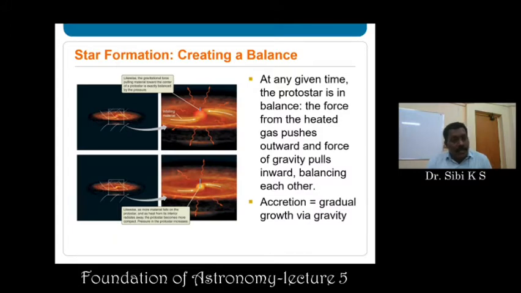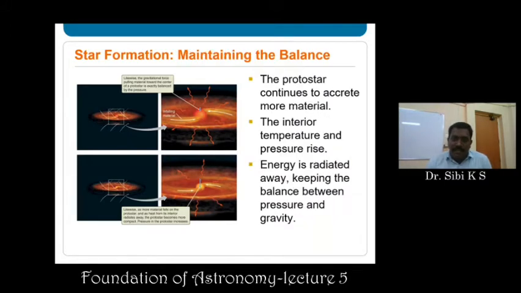And likewise, as more material falls into the protostar and as heat from its interior radiates away, the protostar becomes compact and the pressure in the protostar increases. The protostar continues to accrete more material. The interior temperature and the pressure rise, and the energy is radiated away, keeping the balance between the pressure and the gravity.